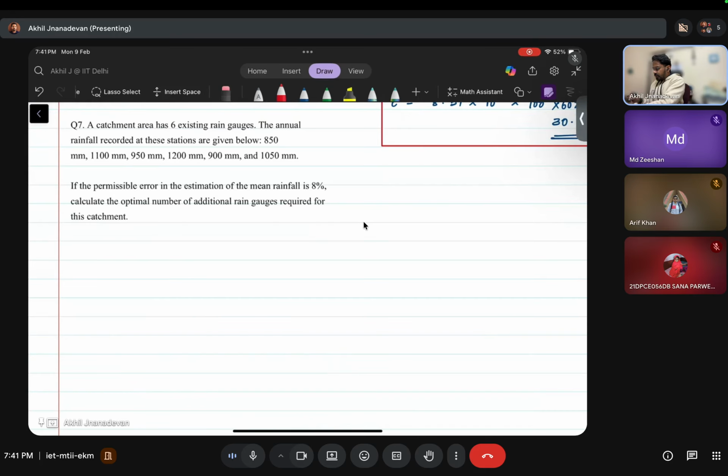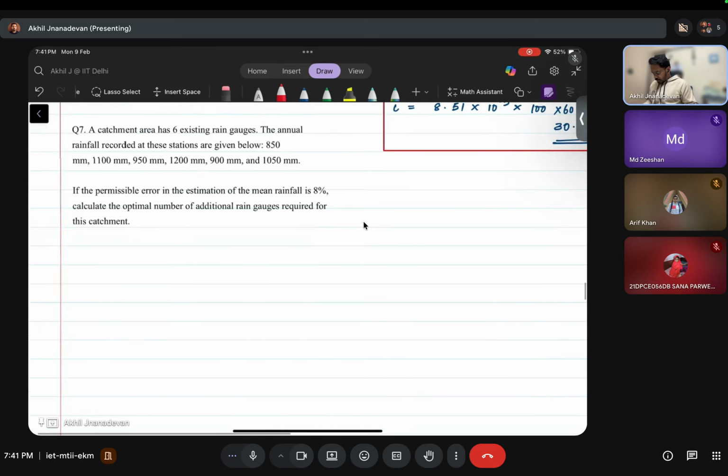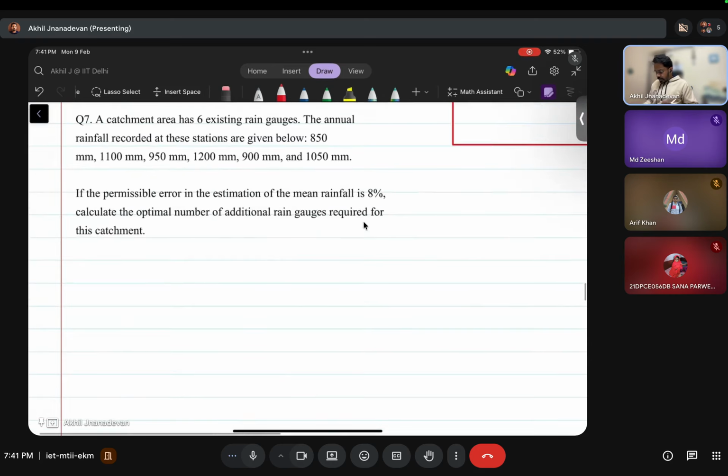So there are a couple of next questions which are simple and shouldn't take much time. The first question is: a catchment area has six existing rain gauges. The annual rainfall recorded at these stations is given for each gauge. There are a total of six.